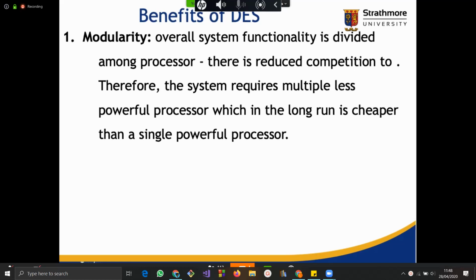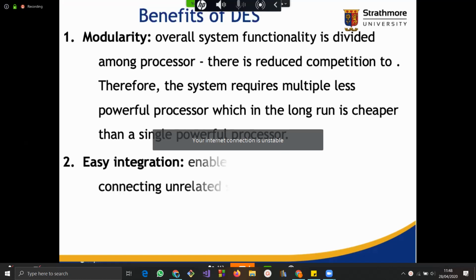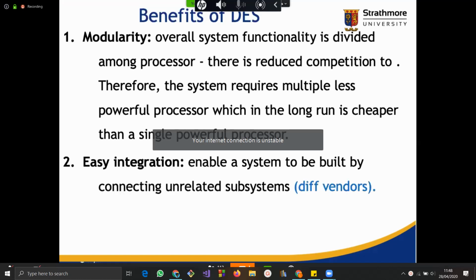Since functionality is divided among the processors, you don't need one powerful processor. You need several less powerful processors. And in the long run, it's cheaper to have less powerful processors that each perform a task than one powerful one, which is more expensive than the three. Then there's easy integration.